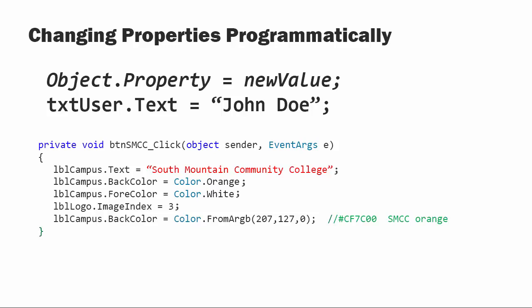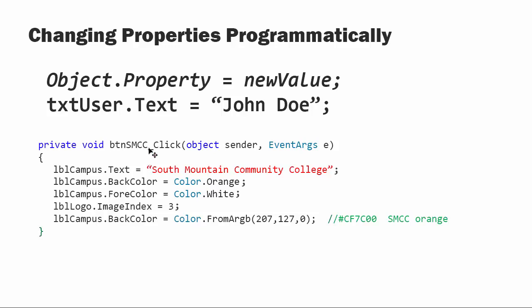So if we wanted to change the text property of a text box named txtUser to display the name John Doe, the statement would be txtUser.Text equals, and John Doe is a literal string, meaning the compiler won't understand what it is unless we put it in quotes. So whenever we see quotes with text, that is called a literal string. And then of course in C# we always need to end our statement with a semicolon.